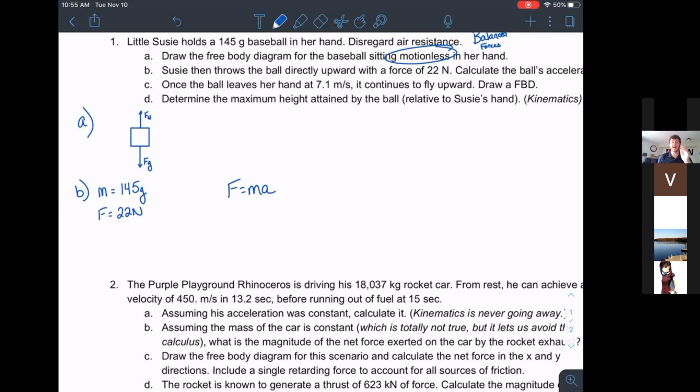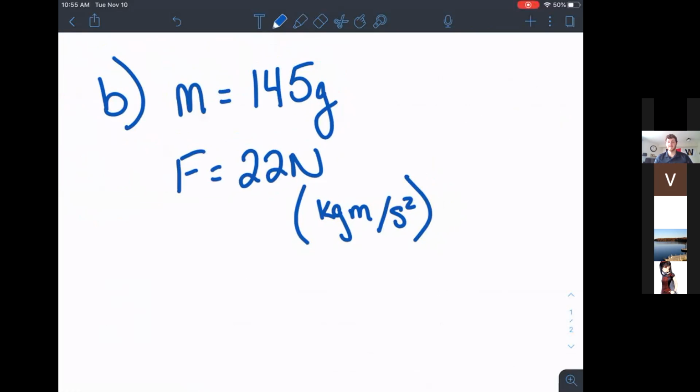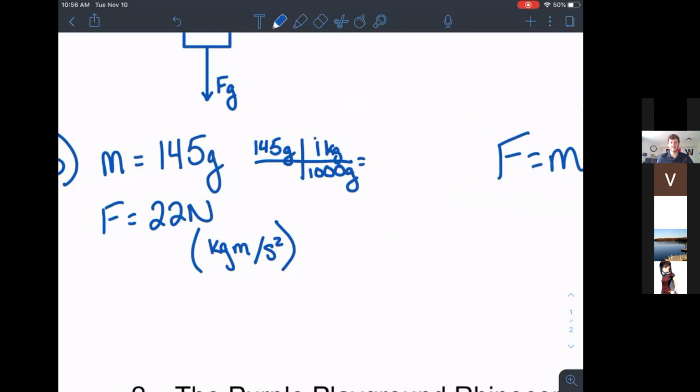All right. So before we can do that, I do want to point something out about these lovely newtons and what those newtons stand for, because it stands for kilogram meters per second squared. Does that change your opinion about anything that we have? Our mass needs to be converted to kilograms. So how would we do that? Is it divide by 1,000? It is divided by 1,000 because we have 1,000 grams for every 1 kilogram. So we get our mass to be how many kilograms? 0.145. There we go.